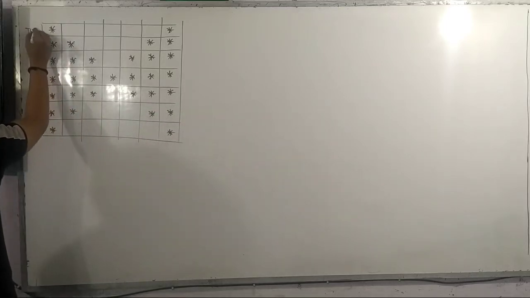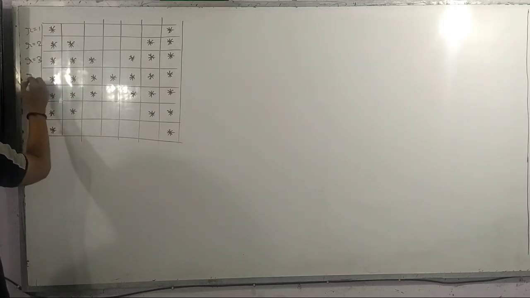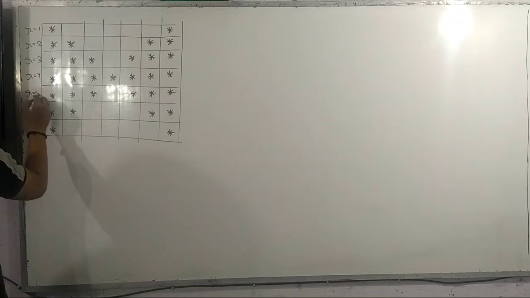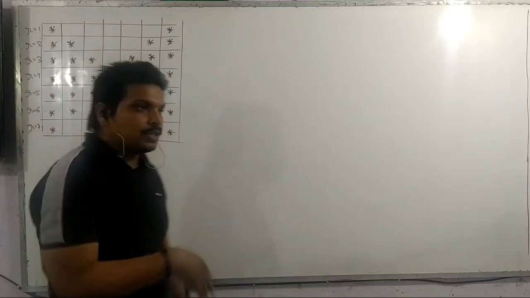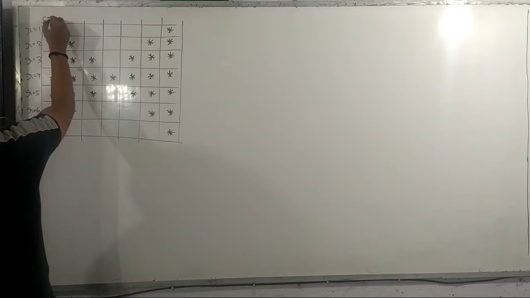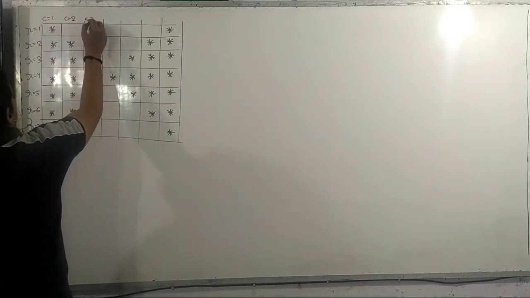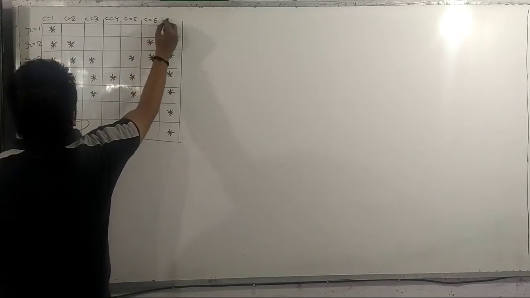Okay, see, R is equal to 1, R is equal to 2, R is equal to 3, R is equal to 4, R is equal to 5, R is equal to 6, R is equal to 7. How many rows are there? 7 rows are there. Then C is equal to 1, C is equal to 2, C is equal to 3, C is equal to 4, C is equal to 5, C is equal to 6, C is equal to 7.